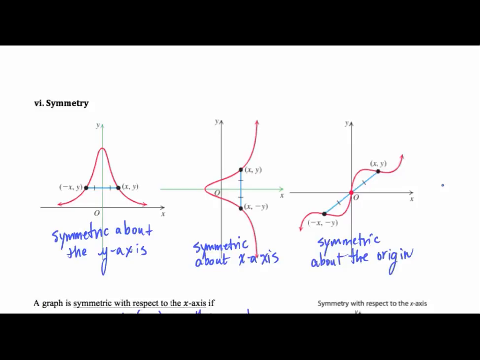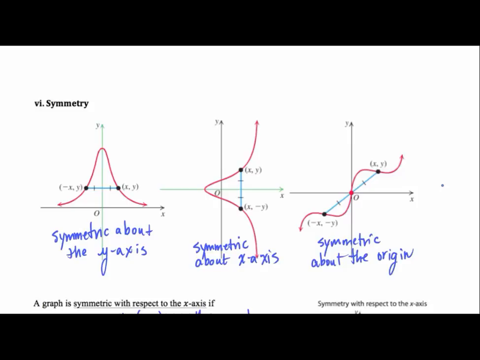Symmetric about the origin is a little bit different. Okay, it's like you flip both, or you can think of it as kind of taking this graph and then rotating it about that point 180 degrees. That's what I kind of picture. Okay, just rotating the graph around from that center origin point. So that one's symmetric about the origin.